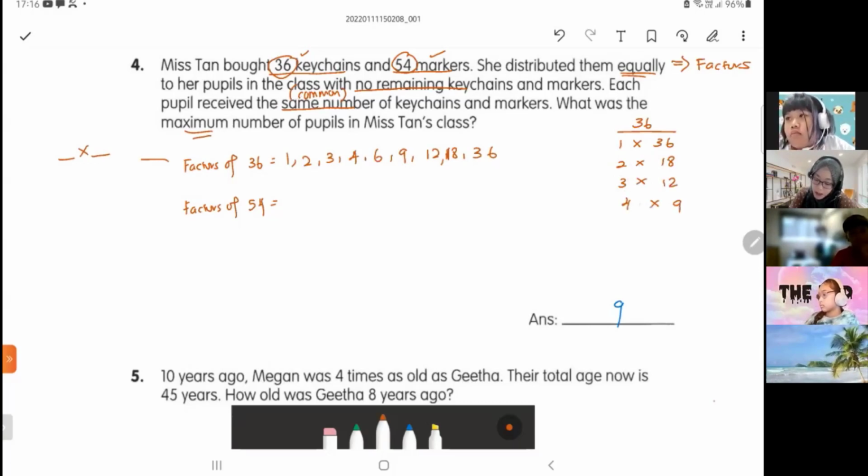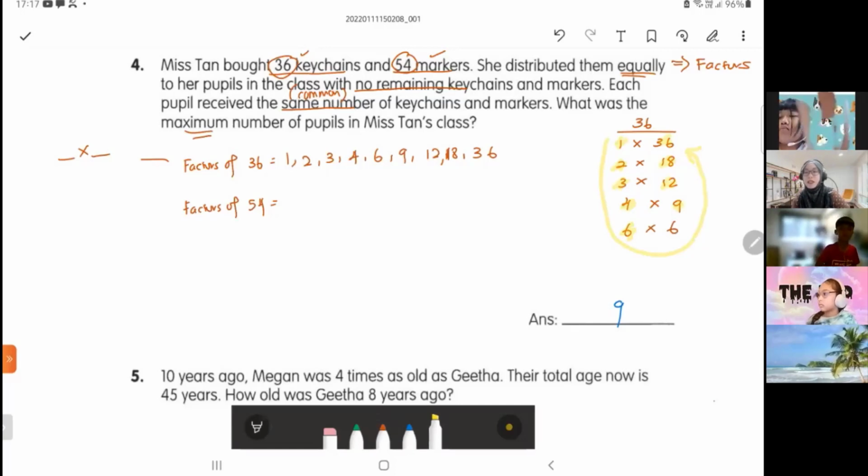Anyone else? No. So what did I do? I arranged them from the smallest to the biggest. 1, 2, 3, 4. Then I have 6. 6 times 6. Yeah. Then I have my 6, and then 9, 12, 18, 36. You see, it's in order of smallest to the biggest, right? It goes this way up. That's how you arrange your factors. Understand? Okay? So that's how I have this.